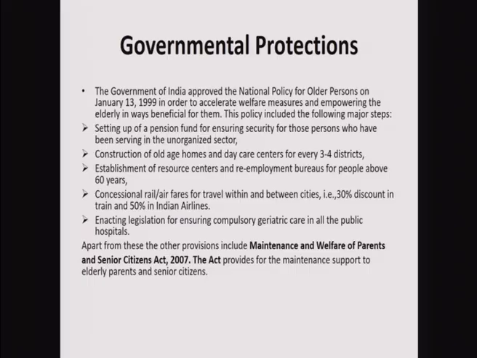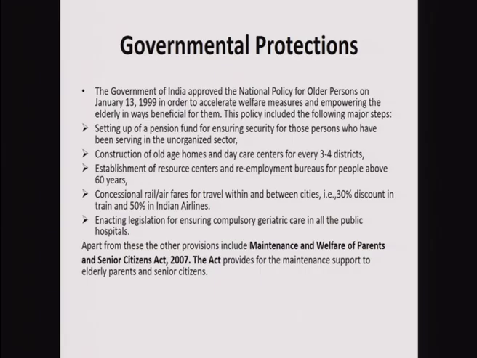Now, let us discuss the government protections meant for older people. The government gave approval for the National Policy for Older Persons on January 13, 1999. Its main aim is to empower elderly people, because joint families are being broken up into nuclear families and the children are reluctant to take care of their aged parents. So, it is the duty of the state to look after their welfare. And recently the Supreme Court of India also stated that if the children are not taking care of the parents, then they need to provide maintenance.